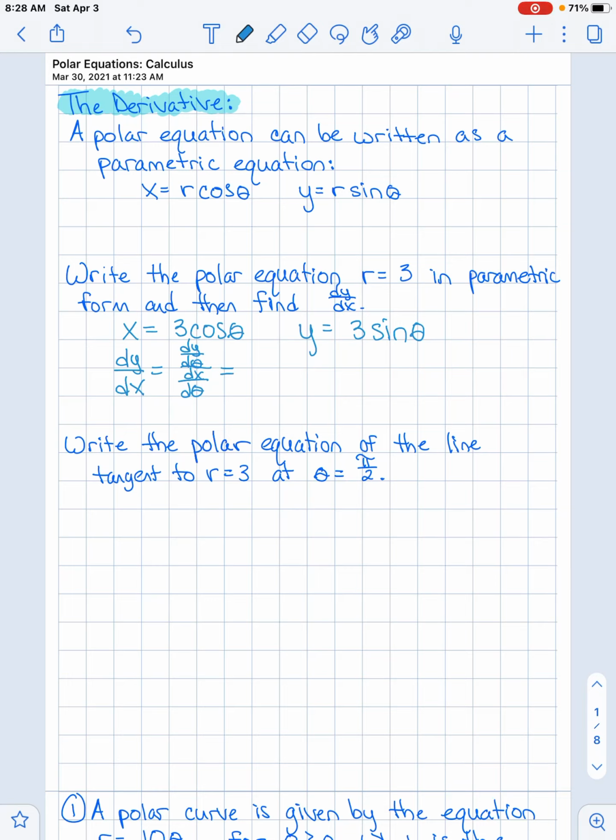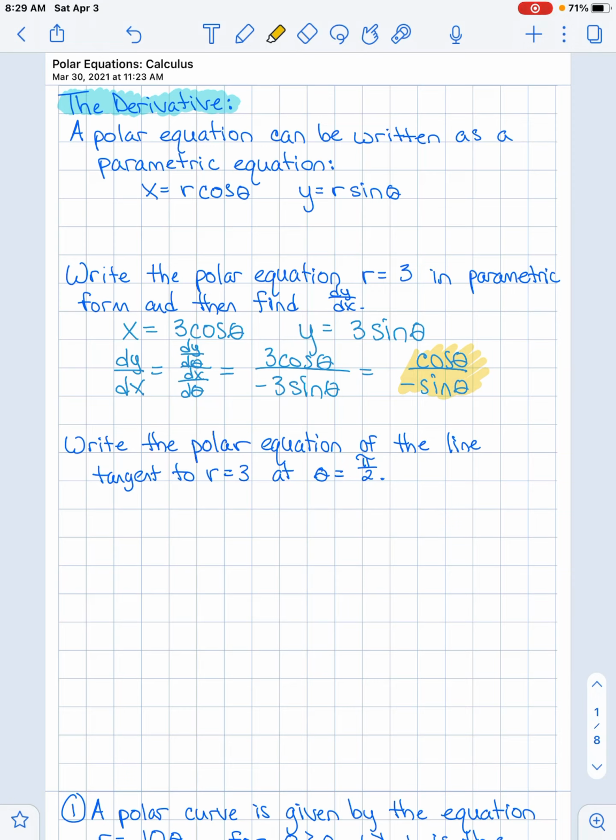Okay, so I'm going to find the derivative of y with respect to theta. The derivative of 3 sine theta is 3 cosine theta. And the derivative of x with respect to theta is the derivative of 3 cosine theta, which is negative 3 sine theta. I can simplify those 3's to make this cosine theta over negative sine theta. And if you want to, you can change it to negative cotangent, but I'm not going to because I'm going to use it in the next question.